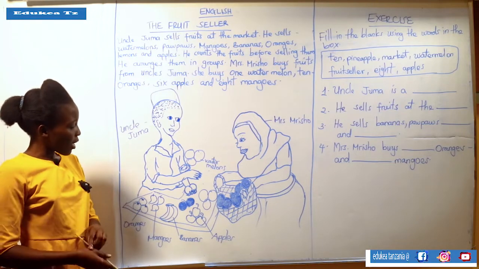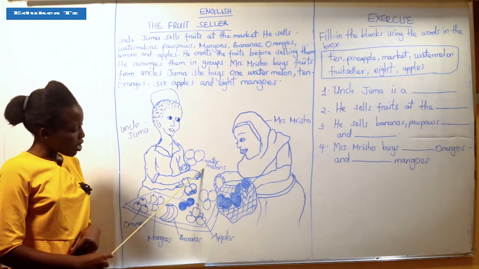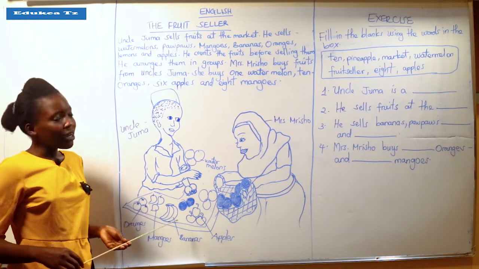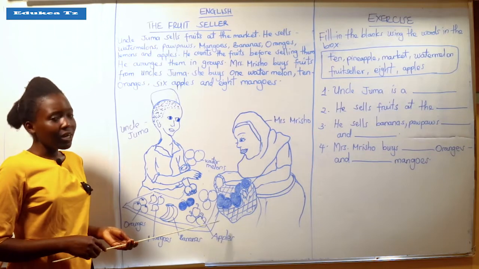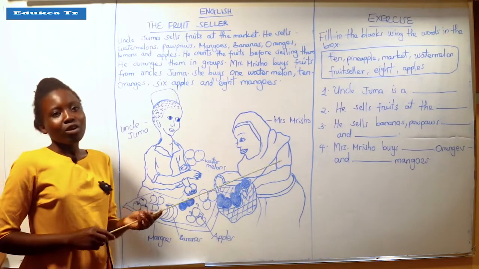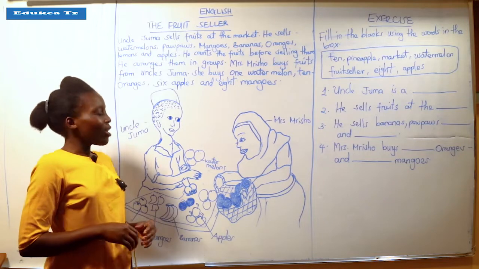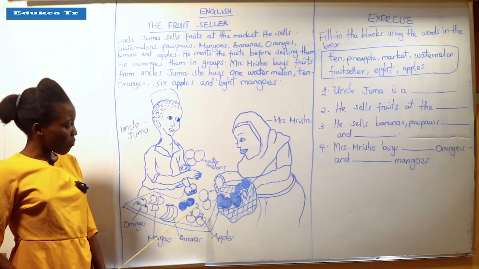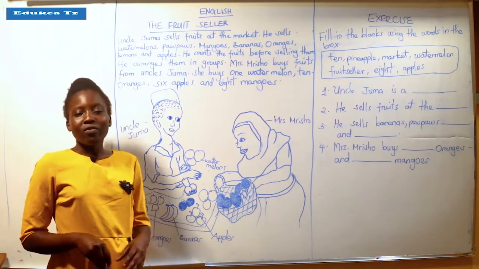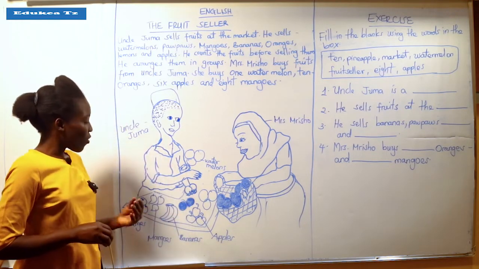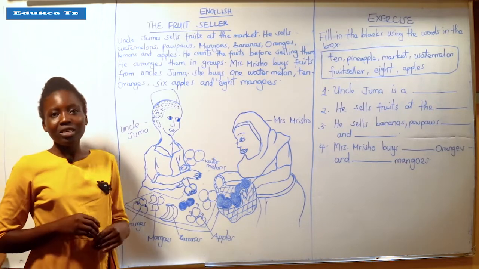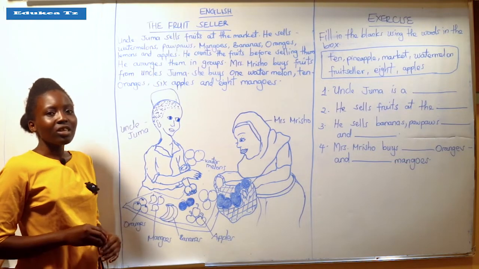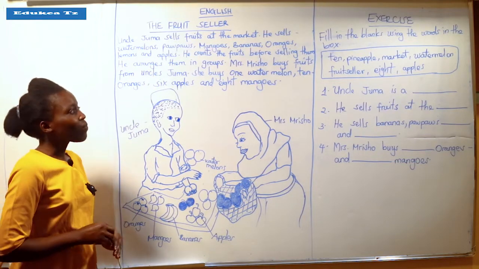As you can see here at the table, there are watermelons, apples, bananas, and mangoes which have been arranged in groups after being counted. You have seen that Uncle Juma counts the fruits and then puts them in groups. So these fruits here have been counted and then put in groups in order to differentiate which kind of fruit is which, in order to make it easier for those who go to buy, like Mrs. Simrisho, to differentiate different fruits at the market.